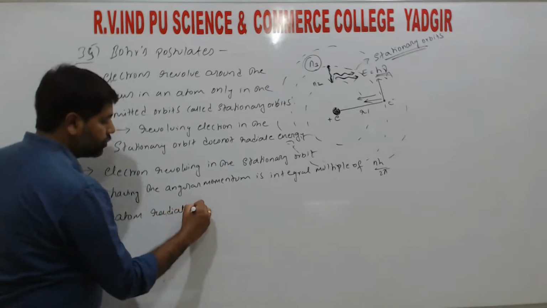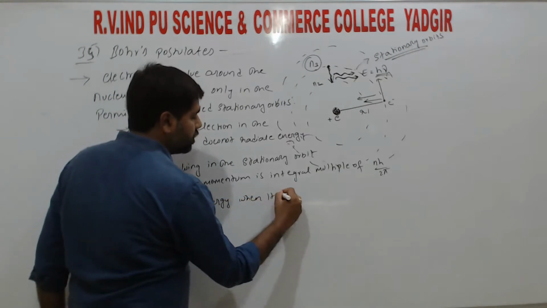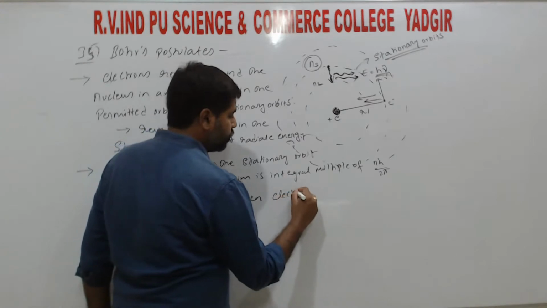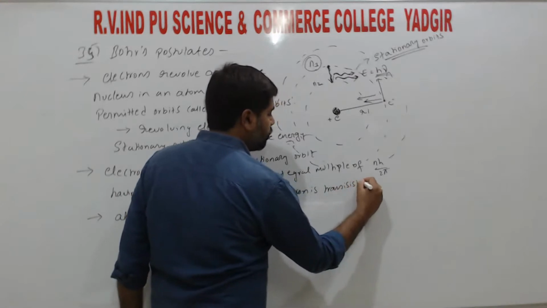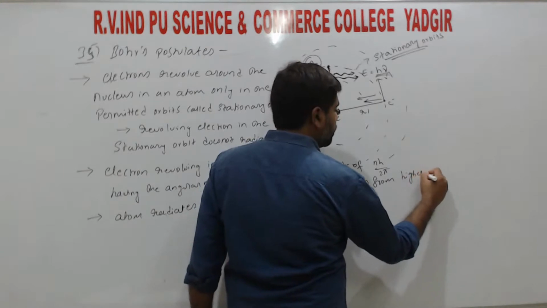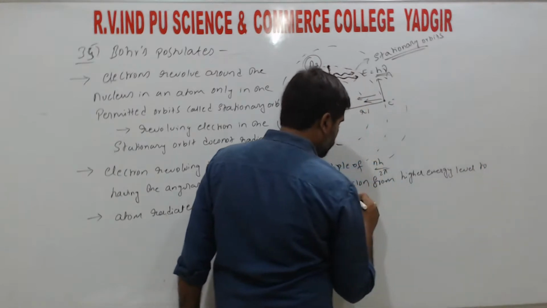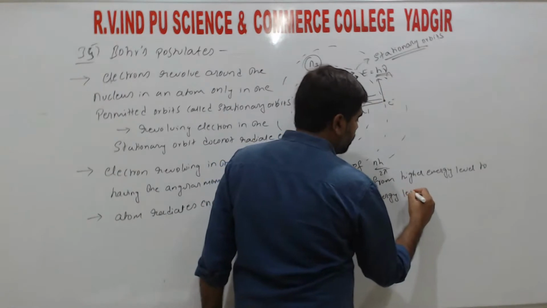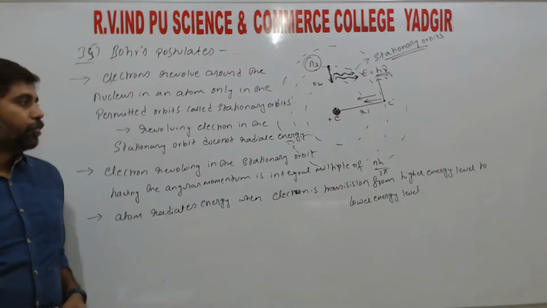An atom radiates energy when the electron makes a transition from a higher energy level to a lower energy level, right? So these are the three postulates. Simple.